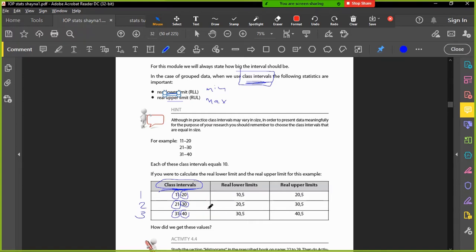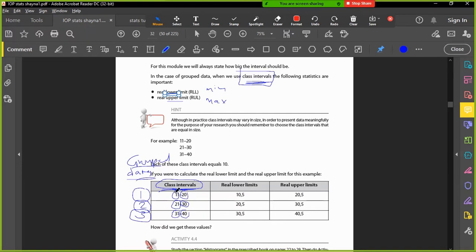Numbers that lie between 11 and 20. Is that right? Well, anything between 11 and 20 would be part of that interval. So this is grouped data. Grouped data means if something falls between 11 and 20, I'm going to group it in this interval. If something falls into 21 to 30, I will group it in that interval. So it's grouped data.